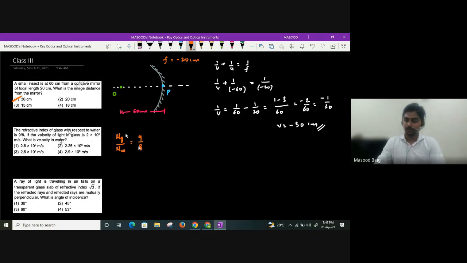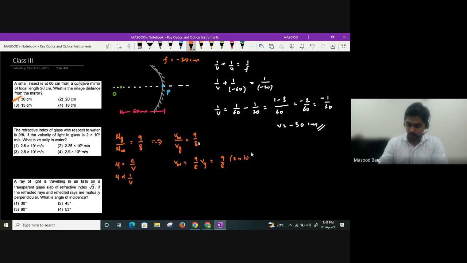Very basic logic. What is refractive index given as? Is it C by V or not? Yes, it is C by V. So from this, what we can write, beta? The refractive index is inversely proportional to what? Speed. So what we'll write here? Speed of light in water to speed of light in glass will be 9 by 8. So speed of light in water will be 9 by 8 times speed of light in glass, which is 9 by 8 into 2 into 10 power 8, which turns out to be 18 by 8. What will 18 by 8 be, guys? 2.25? 2.25 into 10 power 8 meter per second. Clear?